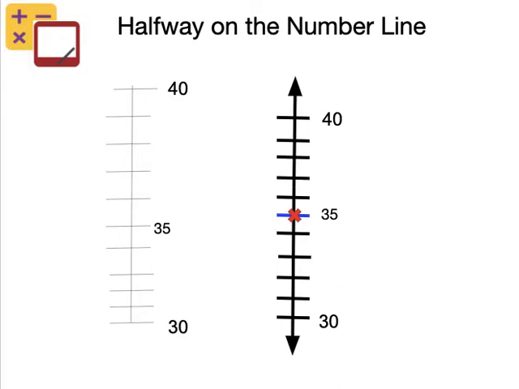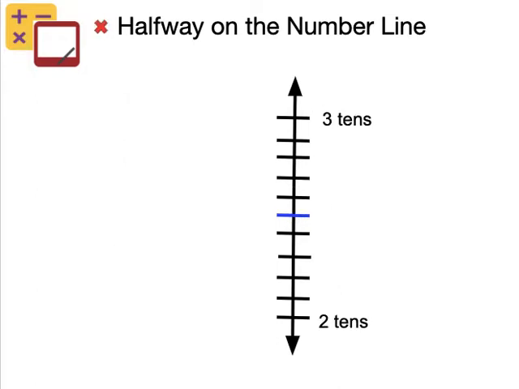I hope you guys just got a chance to practice. We're going to do one more. So here I have 2 tens at the bottom and 3 tens at the top. I want to figure out what would make sense for me to have in the middle. So first, let's figure out what 2 tens equals. We know 2 tens equals, well, 2 times 10, that's 20.